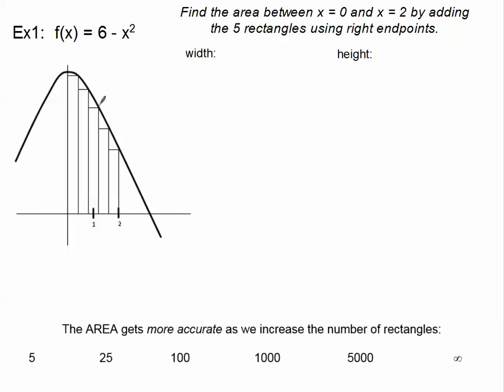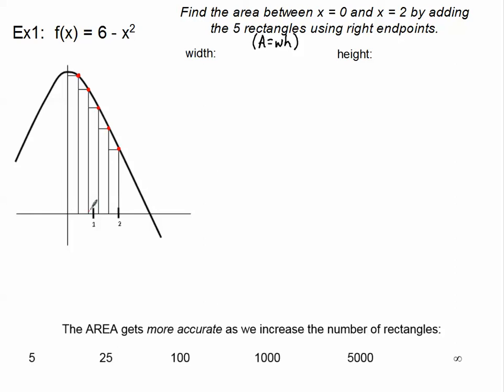Here's a quick sketch of 6 minus x squared. And here's tick mark 1 and tick mark 2, and I've divided it into the 5 rectangles that I want. You can see that I'm using right endpoints because the top right of each of the rectangles is on the curve, is a point on our graph. To find the area of a rectangle, of course, area equals width times height, or length times width, or base times height. I'm going to use width and height. So I need to talk about the width of each of these rectangles and the height of each of these rectangles. Let's first talk about the width.